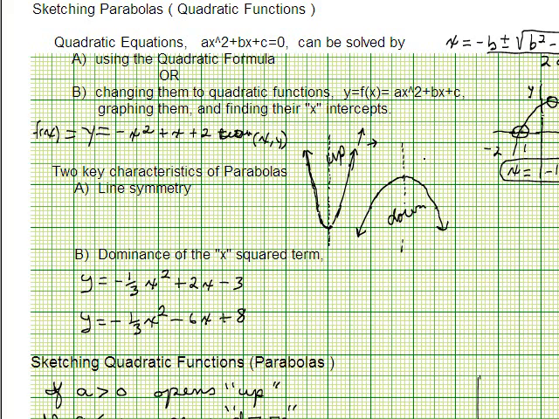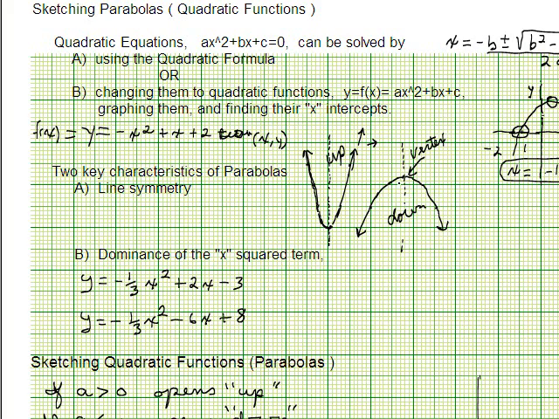The point at which the symmetry line meets the parabola is a very important point on the parabola called the vertex of the parabola. And again, in this case, if I were to fold on the symmetry line, the right half would go over and fit right on the left half.